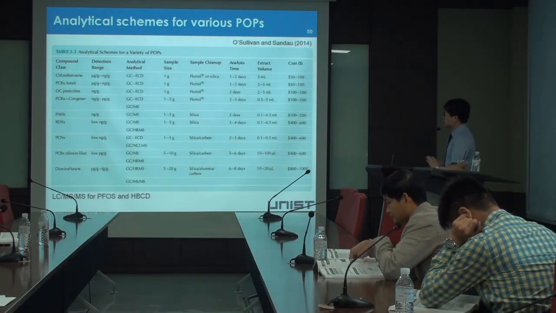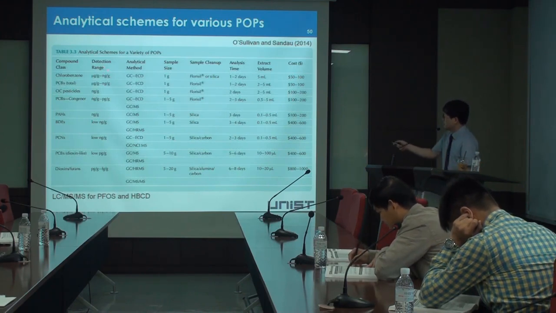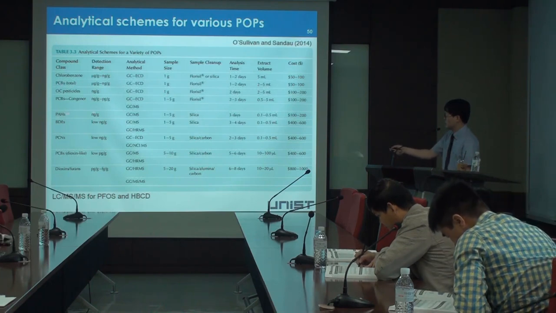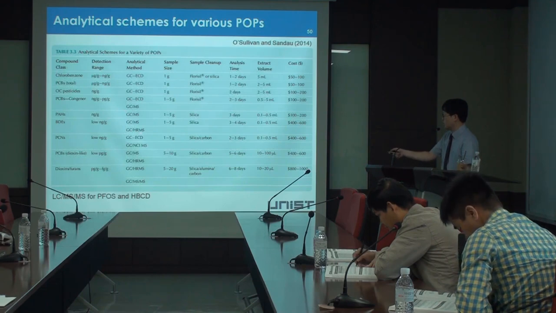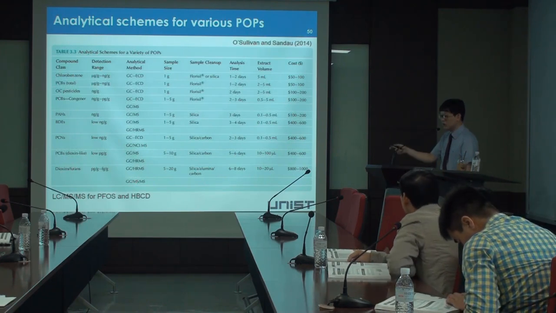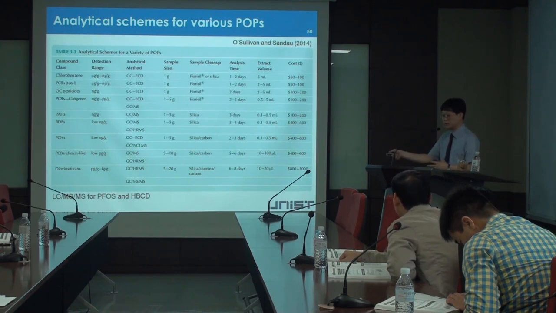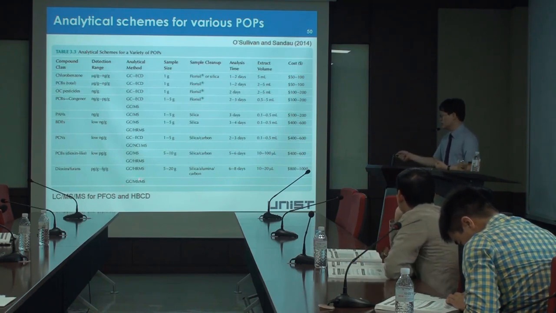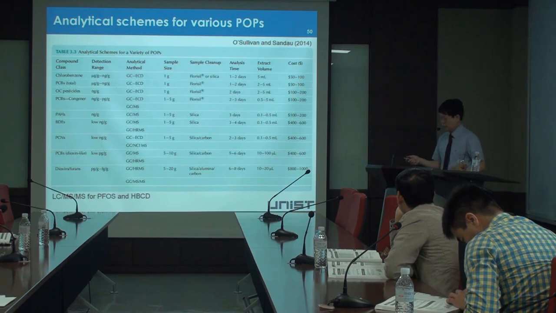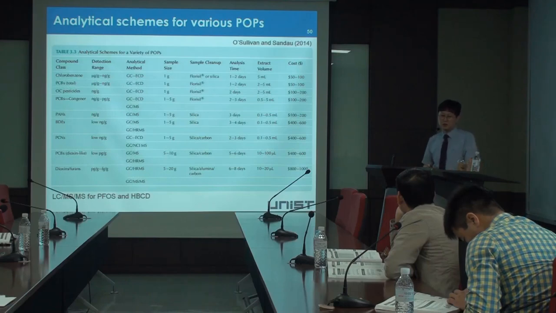So this table is the analytical scheme for various POPs. These chemicals can also be screened by GC-ECD or GC-MS. For PCB or dioxin, HRMS or GC-MS/MS, which we will study later. HRMS means high resolution, and MS/MS means tandem MS. So using various methods, we can analyze POPs. But here are analysis time, sample volume, and cost. For dioxin, the cost is high compared to other target compounds and methodologies.